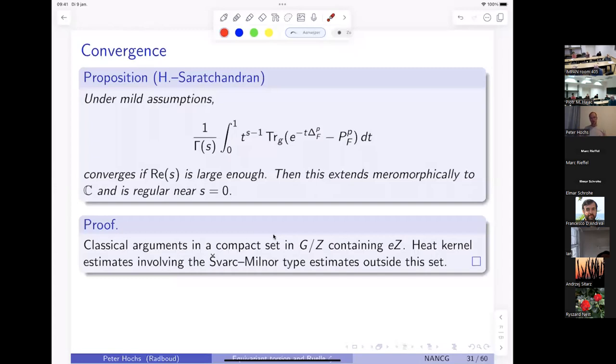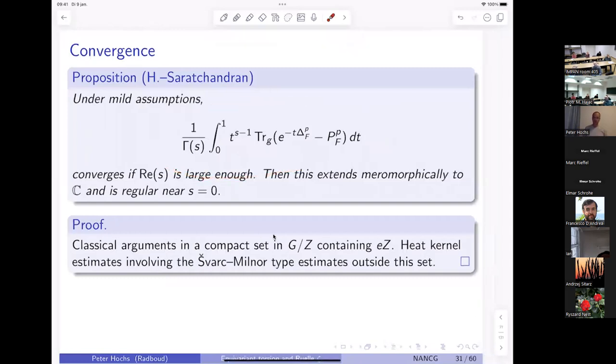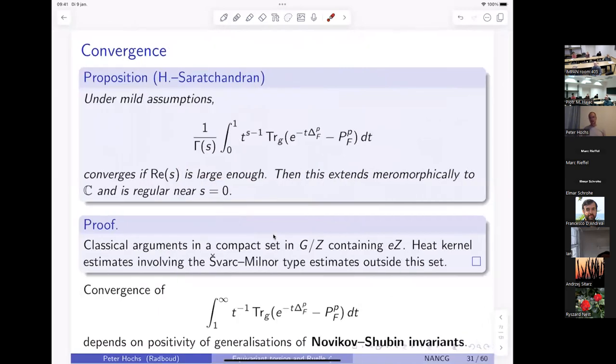So my point with this is that convergence of this small time integral is usually okay. Convergence of the large time integral is much harder to say something about, even in well-known cases. So for this integral for large t, you would like this to decay slightly better than some negative power of t, for example.